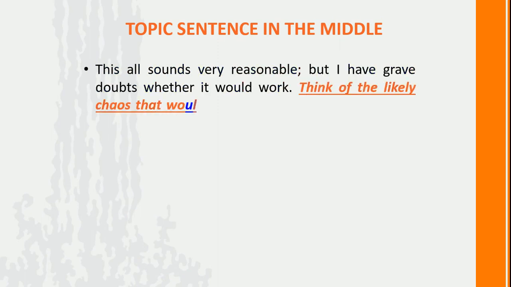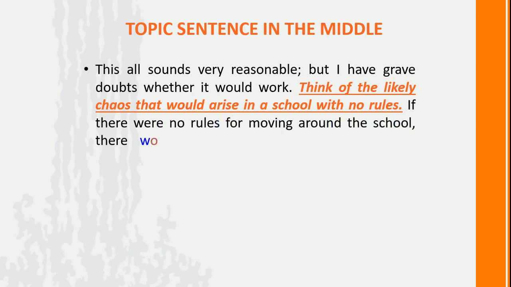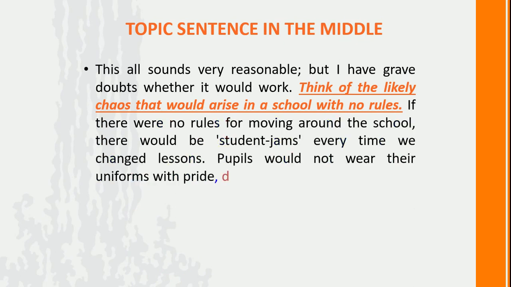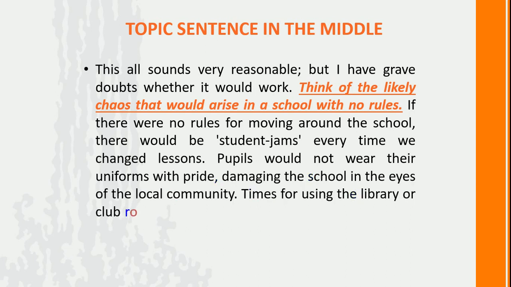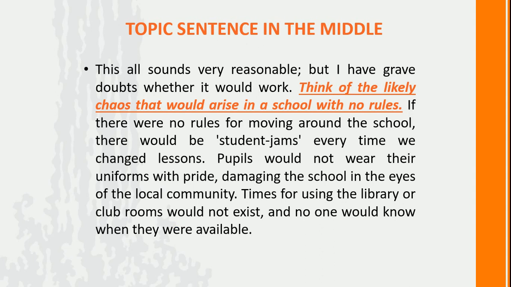You see this all sounds very reasonable, but I have grave doubts whether it would work. Think of the likely chaos that would arise in school with no rules. If there were no rules for moving around the school, there would be students' jams every time we change lessons. Pupils would not wear their uniforms with pride, damaging the school in the eyes of the local community. Times for using the library or club rooms would not exist, and no one would know when they were available. Now this is at the middle of the paragraph. This is a very common position of the topic sentence.